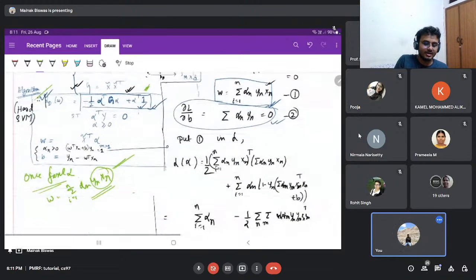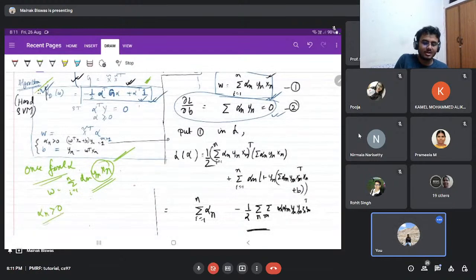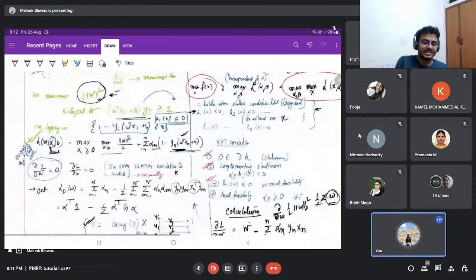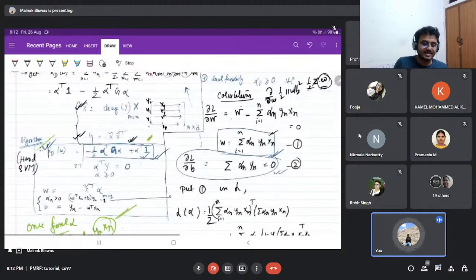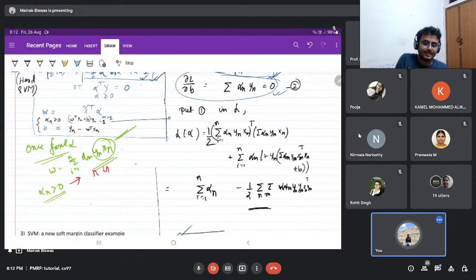And b, how can you find it? If alpha n is greater than 0, there is a condition in the KKT conditions which says that the corresponding slack has to be equal to 0, which means that n is a support vector, or W transpose xn plus b, into yn, is equal to 1. If alpha n is greater than 0, the corresponding constraint must be tight. That's what you must understand. So these are the support vectors. From here you can easily find b.